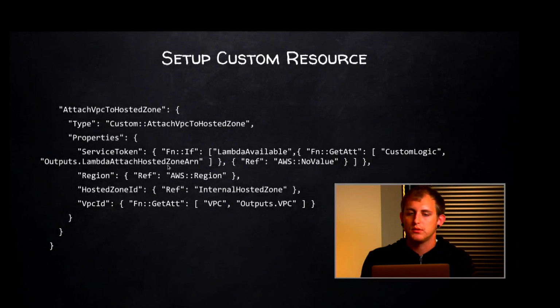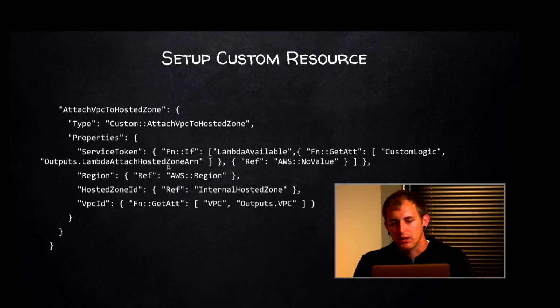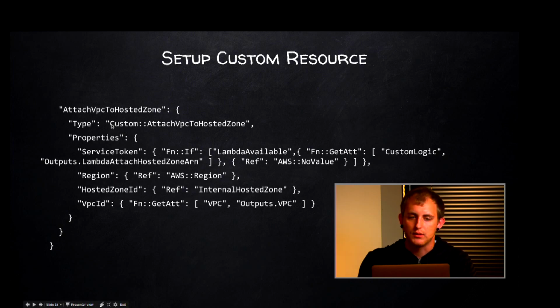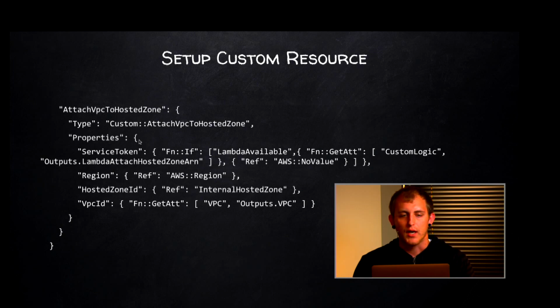Our custom resource for this example is pretty straightforward. The type is Custom, and then you can make up any name you like. That pretty much just adheres to the namespacing that CloudFormation does. From there, you've got properties. One of those properties is absolutely necessary. That is the service token.